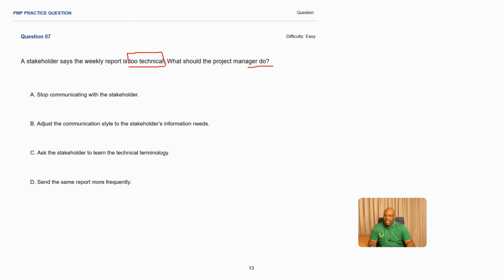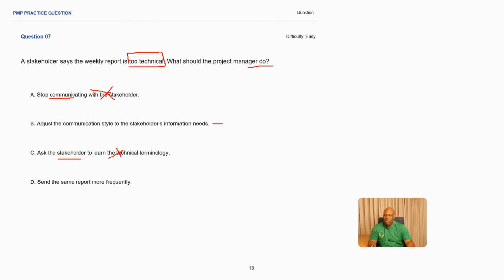Stop communicating with the stakeholder. You don't stop communicating with the stakeholder because they are complaining of a report. So that will eliminate this answer straight away. Okay. Adjust the communication style to the stakeholder's information needs. This makes sense. You need to tailor communication based on the stakeholder requirements. Then on C, ask the stakeholder to learn the technical terminology. You don't do this to your stakeholders. Not every stakeholder is supposed to be technical. So this will eliminate this answer straight away.